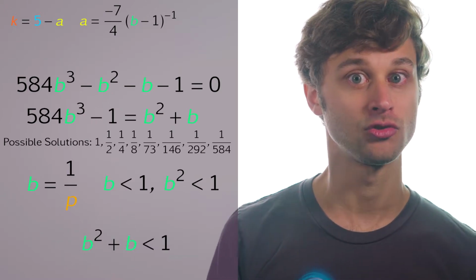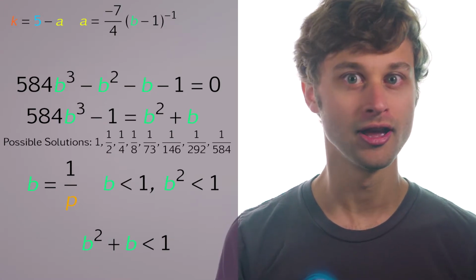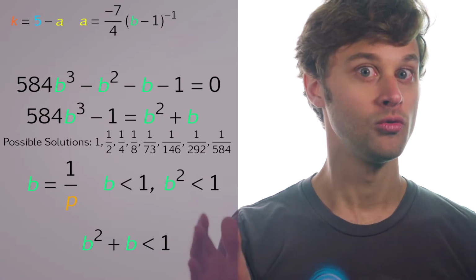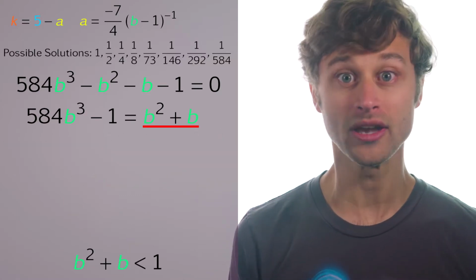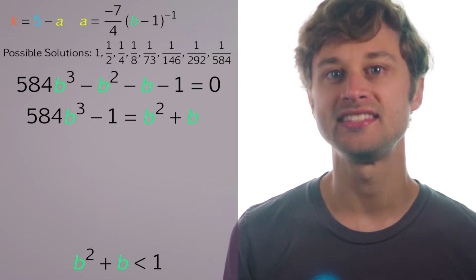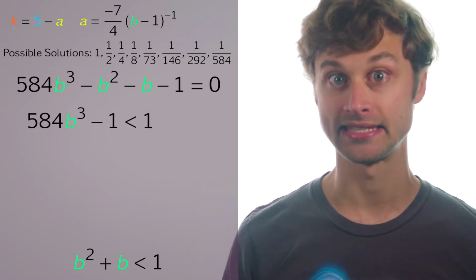Any p value that's greater than 2, or b that is less than 1/2, will be smaller than 1 when I add b squared plus b. So this right-hand side of the equation is always less than 1. So we're left with this inequality: 584b cubed minus 1 must be less than 1.